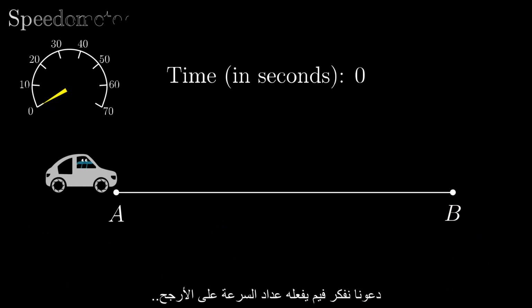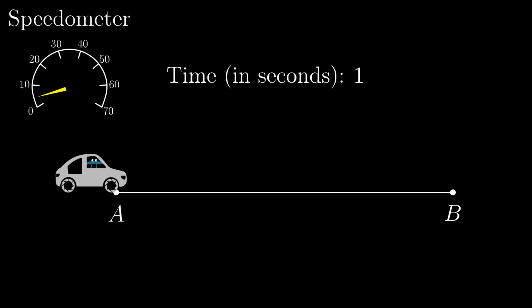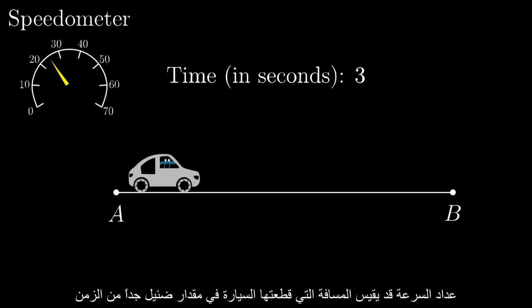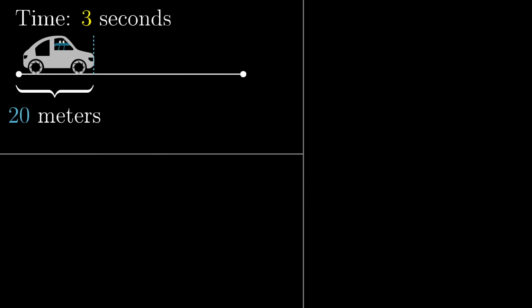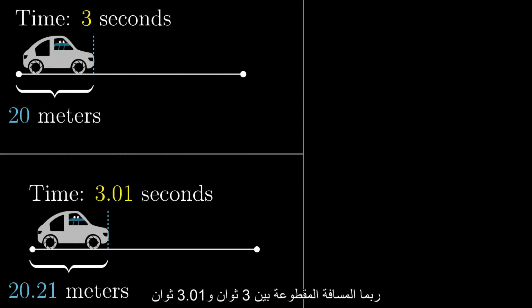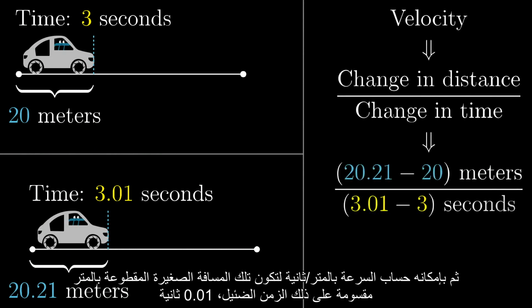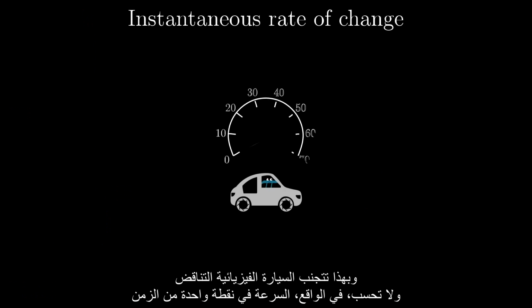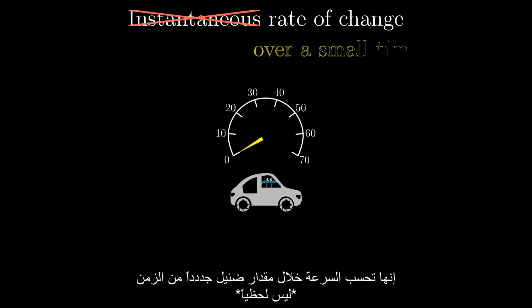Let's think about what the car's speedometer is probably doing. At some point, say 3 seconds into the journey, the speedometer might measure how far the car goes in a very small amount of time, maybe the distance traveled between 3 seconds and 3.01 seconds. Then it could compute the speed in meters per second as that tiny distance traversed in meters divided by that tiny time, 0.01 seconds. That is, a physical car just sidesteps the paradox and doesn't actually compute speed at a single point in time. It computes speed during a very small amount of time.